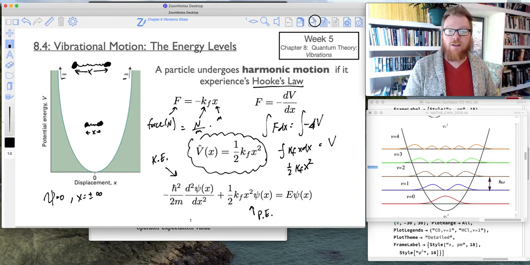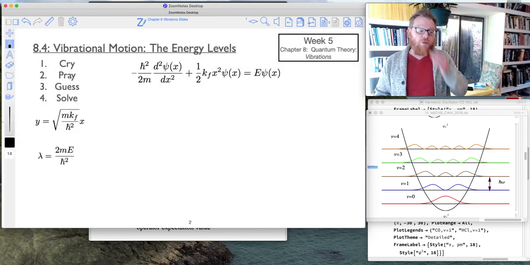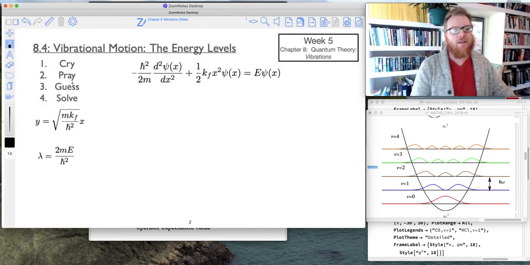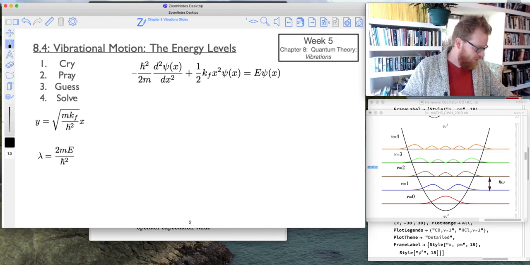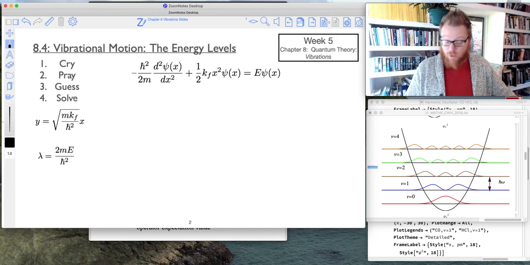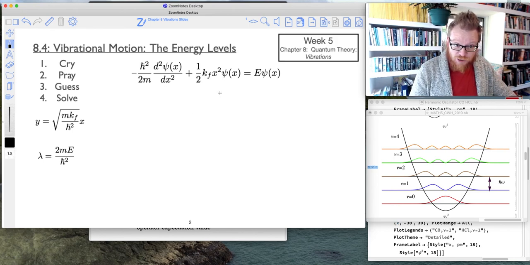So let's do it. Let's solve this sucker. Following our order of operation, cry, pray, guess, solve. So you do the crying and the praying. I'll do the guessing and the solving. And you can do the guessing and solving with me. So the first thing we're going to do, like we've always done, we're going to rearrange the second order differential equation in terms of the reduced form.